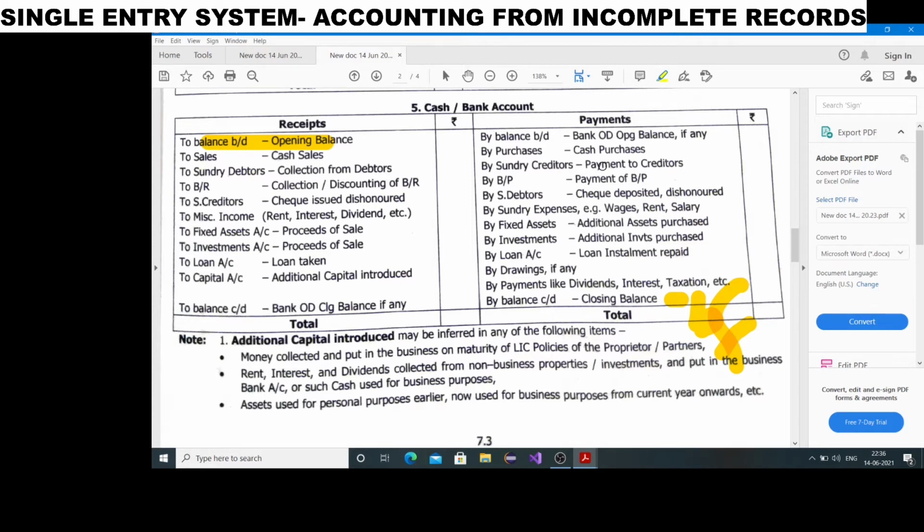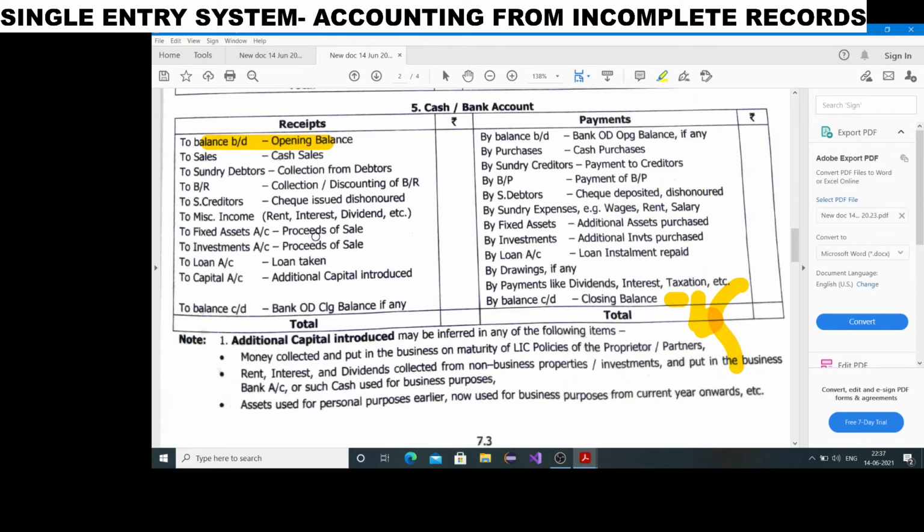Here it is, this. I'll show you. It might be mentioned. Yeah, cheque dishonored. Again, he will become your debtor and you have to pay the amount.